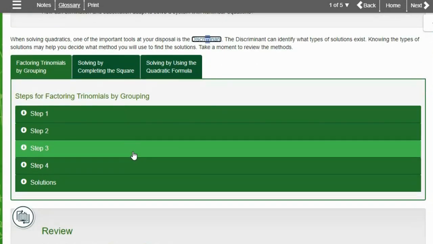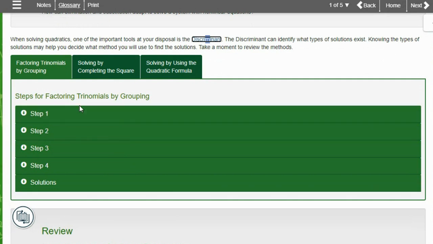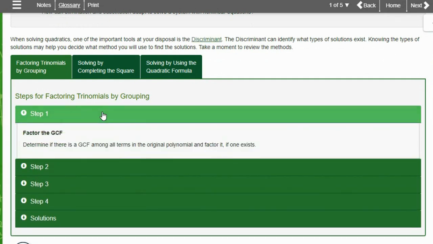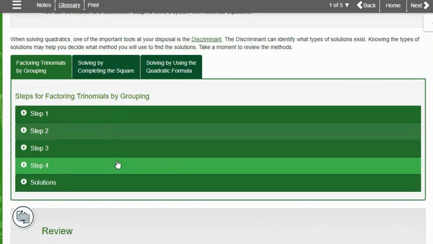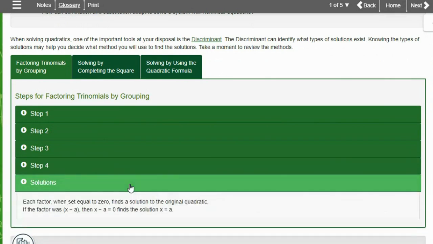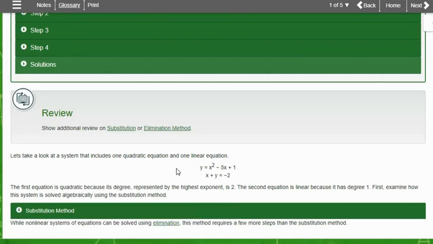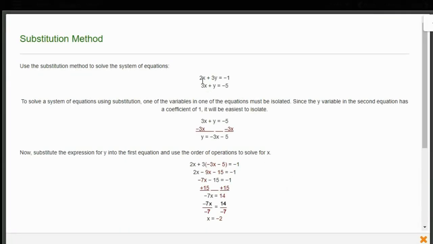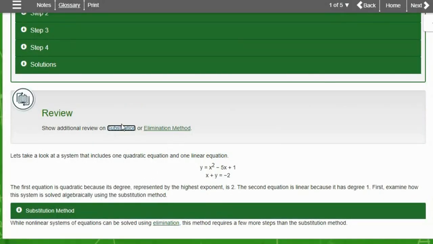This just goes over, if you need a refresher, I'm not going to go over all this in class, but if you need a refresher on how to factor by grouping, this gives you the steps. All the steps in factoring, factor by grouping, or just factoring without grouping. And here's a review on substitution and elimination that we did last week using linear equations. You can review it, but that's just 2 linear equations they're doing there. We're going to use substitution or elimination this week as well.